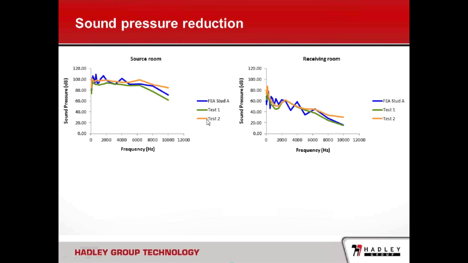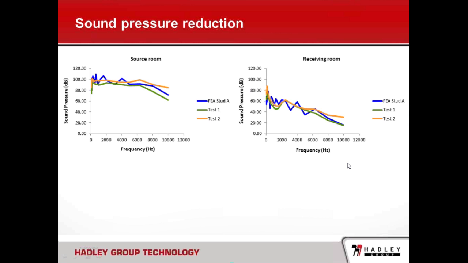We have two test results in green and orange, and the simulation result is in blue color, and you can see the result for the source room between the simulation and the test are in very good agreement. And the same on the right is the result for the receiving room. And again, you can see the simulation result in the blue curve is also in very good agreement with the test results.